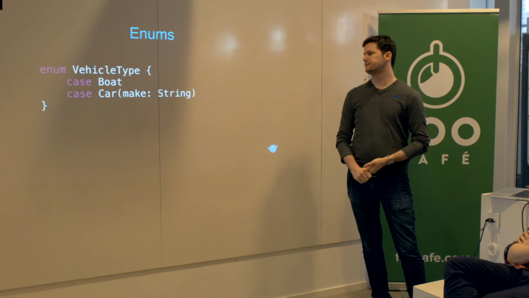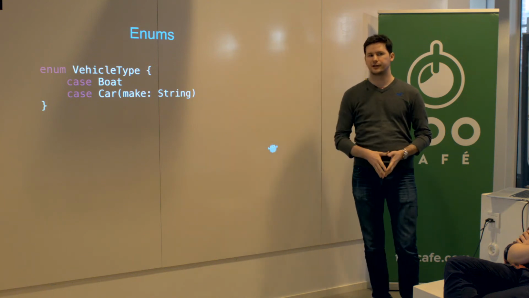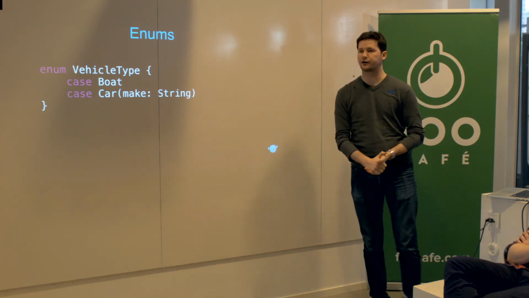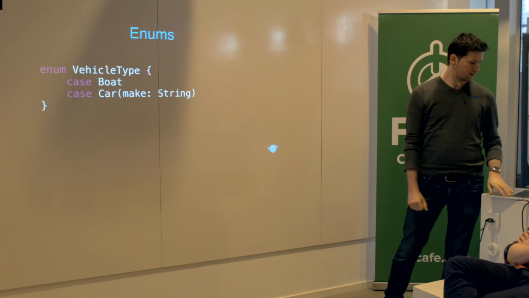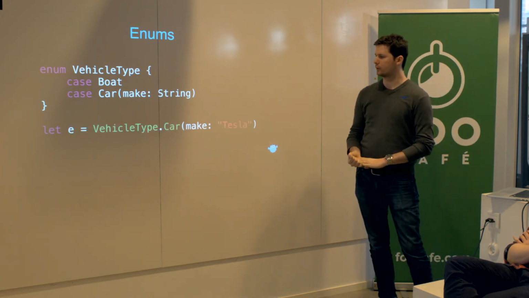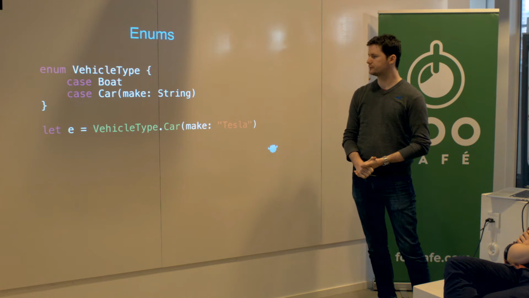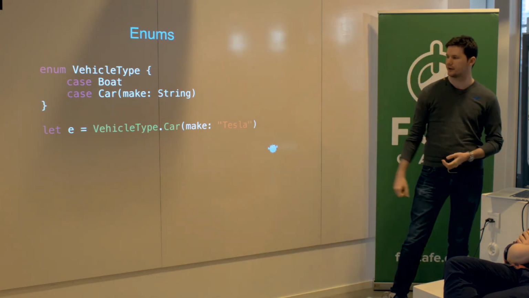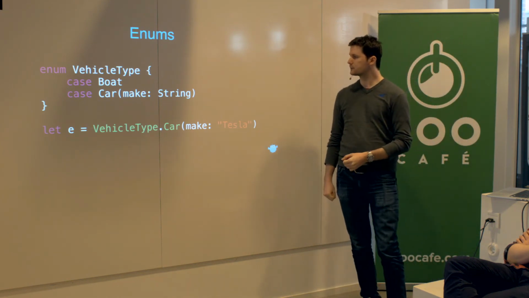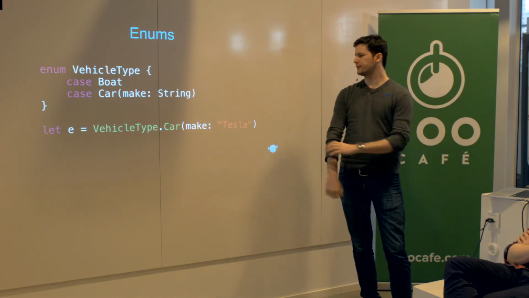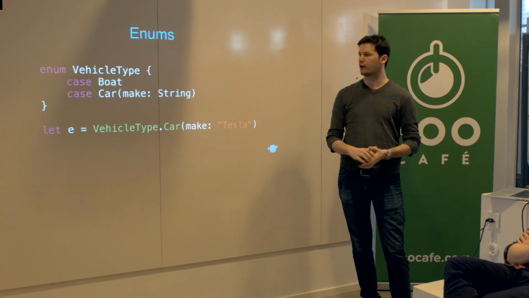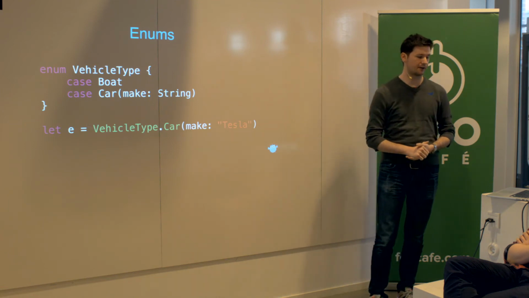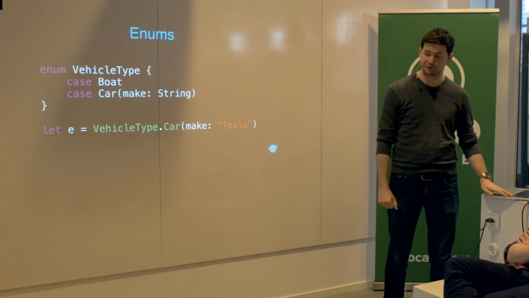We can go further. We can store values in cases. For example, we can store the make of that car that we're storing. And if we take a look at how we create one of those, so we have a constant vehicle type, of type car, and of the make Tesla in this case. And then we can just switch on that, take a look at, is it a car or is it a boat? And if it's a car, we can take a look at what make that is. This is very powerful.